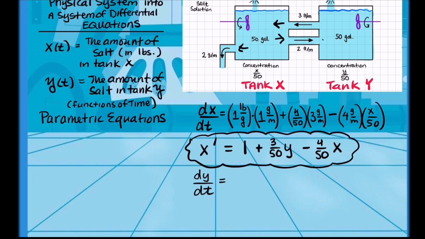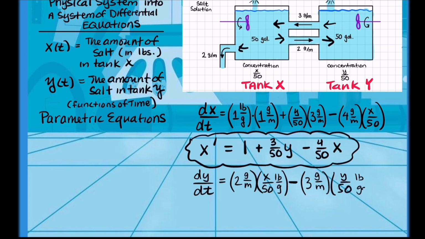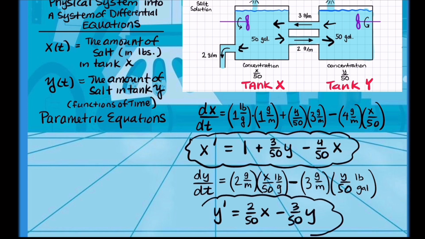And for dy/dt, we have 2 gallons per minute at a concentration of X over 50 pounds per gallon entering tank Y, and we have 3 gallons per minute of a concentration of Y over 50 pounds per gallon leaving the tank, giving us the differential equation y prime equals 2/50 x minus 3/50 y. So now we have a system of differential equations.